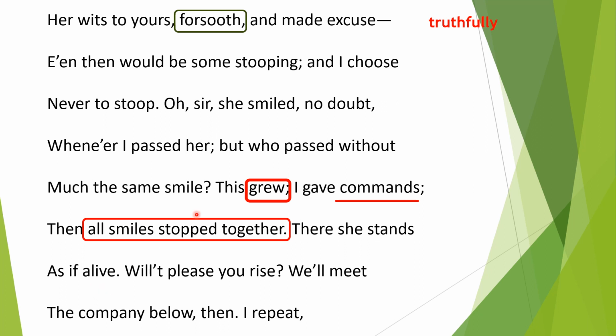So to this extent people can go, students. Jealous people cannot bear it. Even though this poem was written some 200 or 300 years ago, it stands good even today. We find these types of people existing even in our society, students. "There she stands as if alive." "Will't please you rise?" First he asked him to sit and watch the painting. Now he's asking, come on, get up. "Will't please you rise? We'll meet the company below, then."